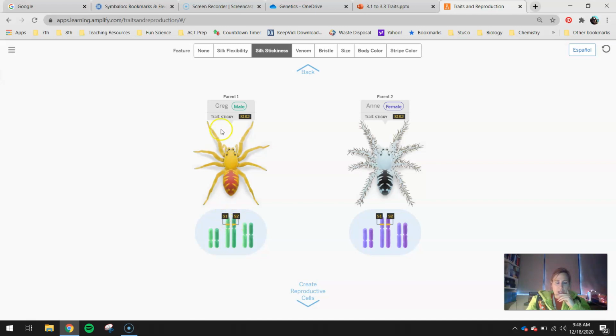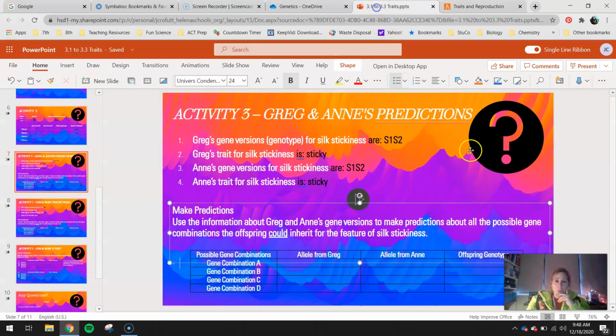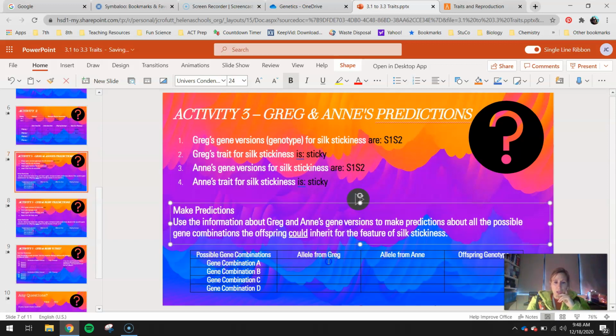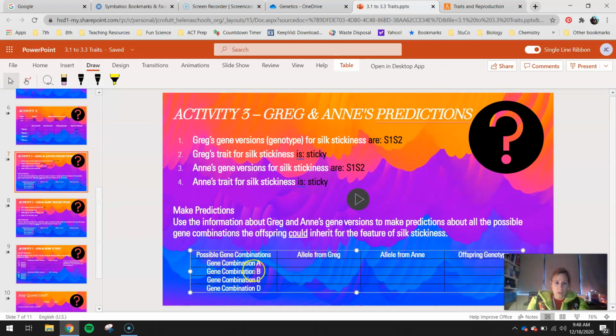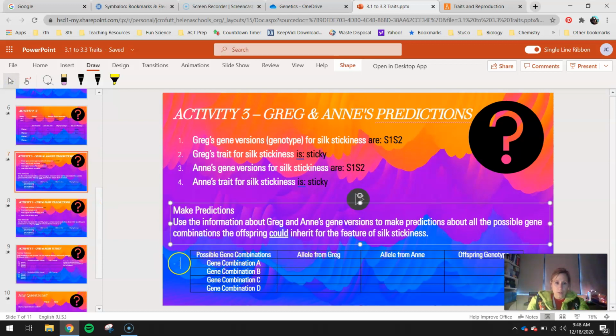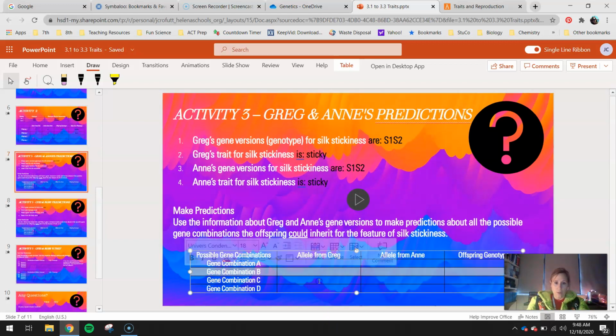So if Greg could pass down either an S1 or an S2, Mom could pass down either an S1 or S2. We're going to go ahead and make some predictions. So see how many different combinations of those you can make. So allele from Greg. Maybe Greg passes down an S1, S2. Is this not letting me type? There we go. Fix this really quick. All right, here we go.